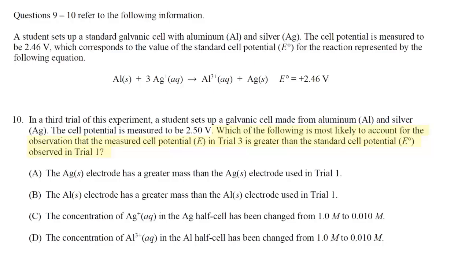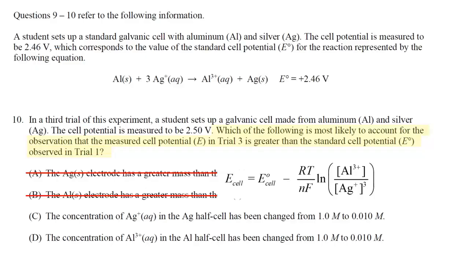So choice A and choice B indicate that the electrode has a greater mass, but that would have no effect on the cell potential because solids are not included in the Q expression, so we can eliminate choices A and B. So the correct answer to question 10 is either going to involve changing the concentration of the silver ion or changing the concentration of the aluminum ion. And like we saw in question 9, here is the Q expression with products over reactants. So concentration of the aluminum ion on the top, and then concentration of the silver ion cubed on the bottom.